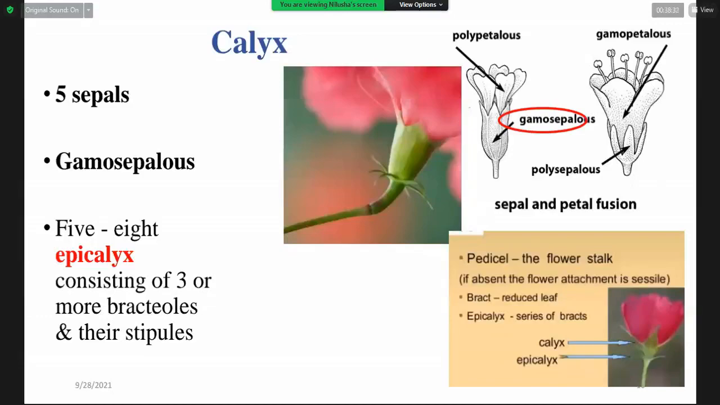And also here you can see 5 to 8 epicalyx found. I think you can understand in this picture, you can see below the calyx there is an epicalyx, 5 to 8 in number.